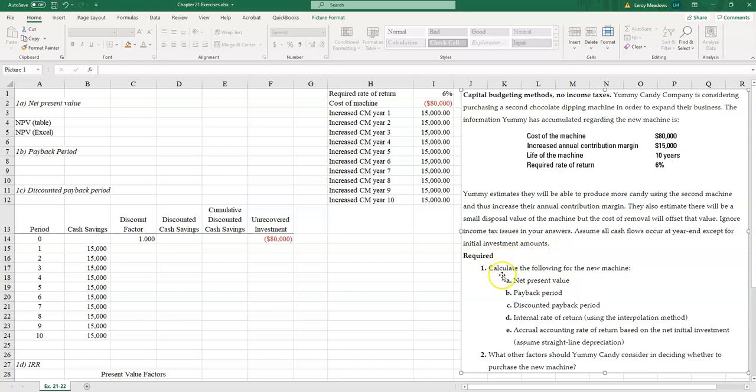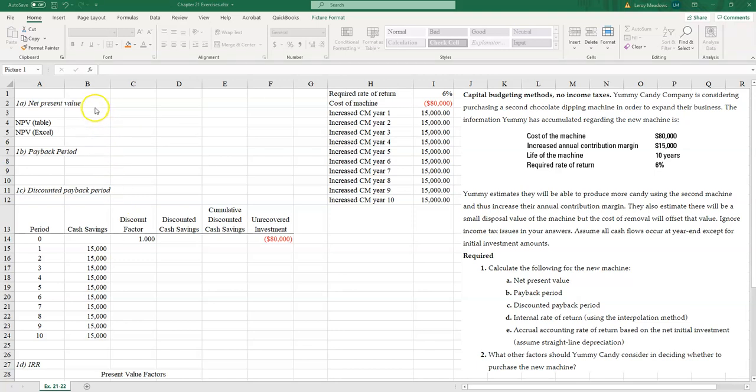And then we're asked to calculate the net present value, the payback period, discounted payback period, internal rate of return, and accrual accounting rate of return. And then we'll also talk about some additional factors that Yummy Candy should consider in deciding whether to purchase the new machine. So let's go ahead and get started with calculating the net present value.